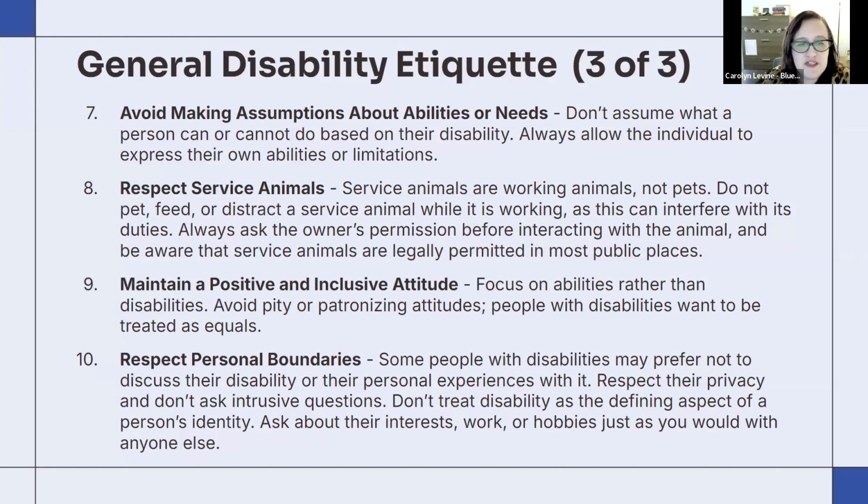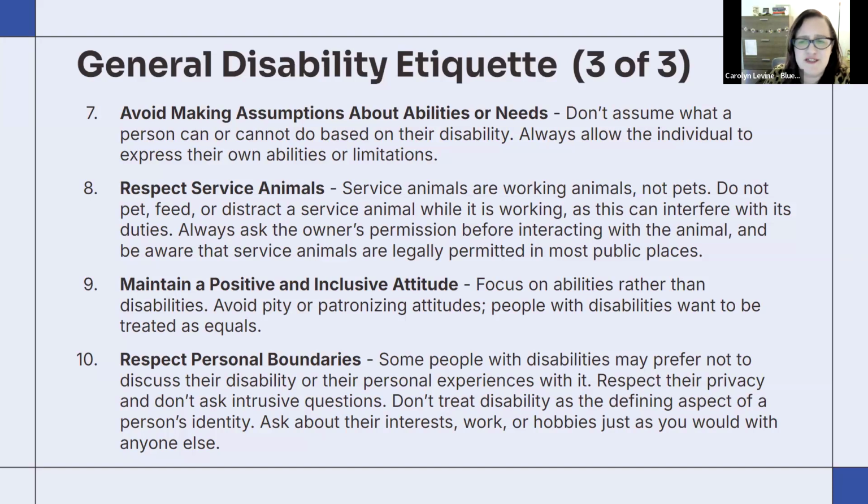And then the last one is to respect personal boundaries. Again, some students are going to tell you their entire life story, but others may not. They may not want to tell you anything. So don't push them to answer those kind of questions. Please don't ever ask a student what their disability is. That is illegal. Please don't ever do that.